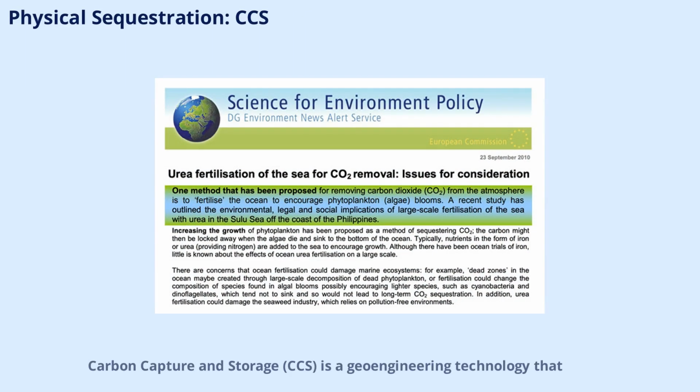Carbon capture and storage (CCS) is a geoengineering technology that physically prevents large amounts of CO2 from entering the atmosphere. CCS can capture up to 90% of emissions from power plants and industrial processes. The captured CO2 is then transported and stored underground, often in geological formations like depleted oil and gas fields.